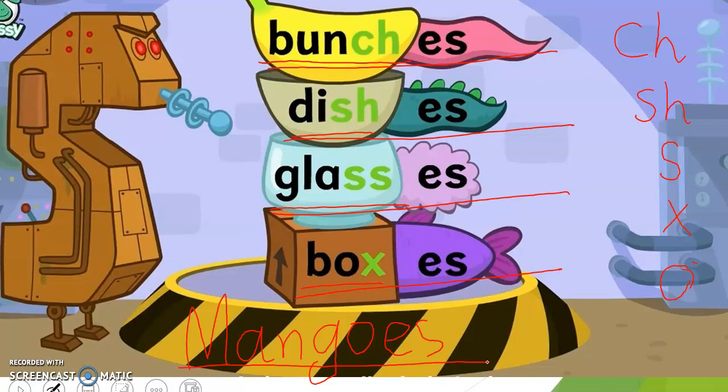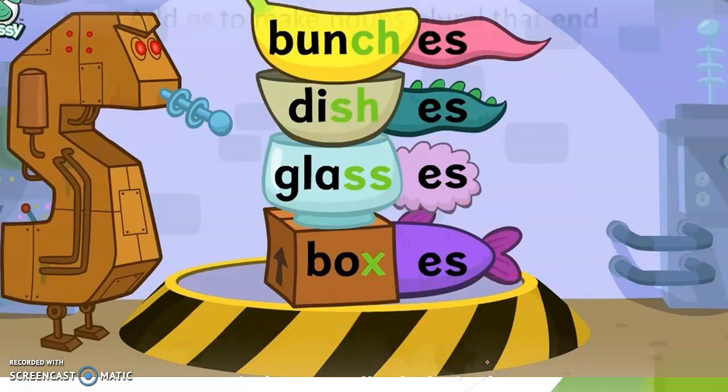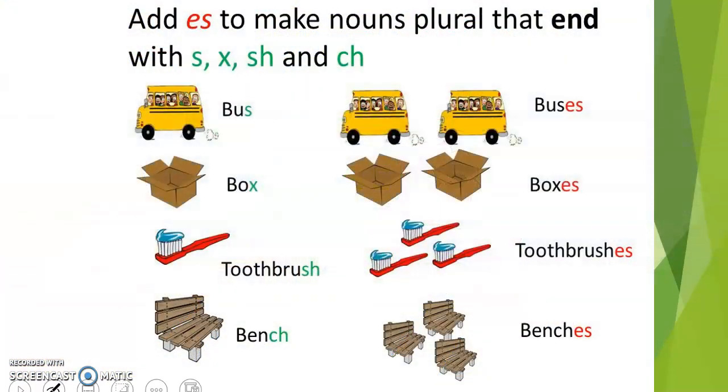Okay, I hope you liked it. Look at some examples. Add es to make nouns plural that end with s, x, sh, and ch. Always keep in your mind, what is this? This is a bus and this is the name of a thing. So always we are making plurals for nouns. This is called singular noun, this is called plural noun.